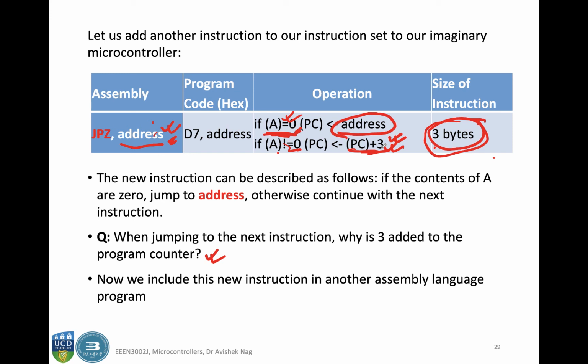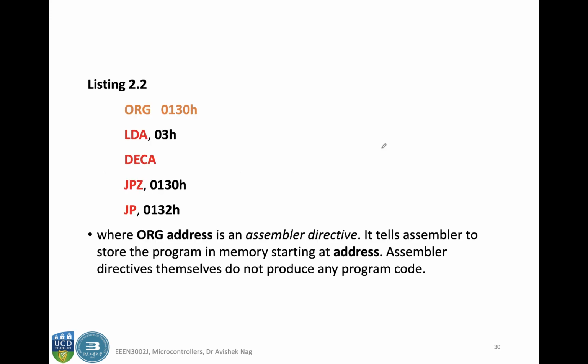So now we include this new instruction in another assembly language program. Let's say we have a program where, let's come to this ORG later. Let's say we have to load the register A with this number, then decrement it, and then we jump, if it is 0, to this particular memory address, and then we have another jump here, which is an unconditional jump to this particular location 0132 hex.